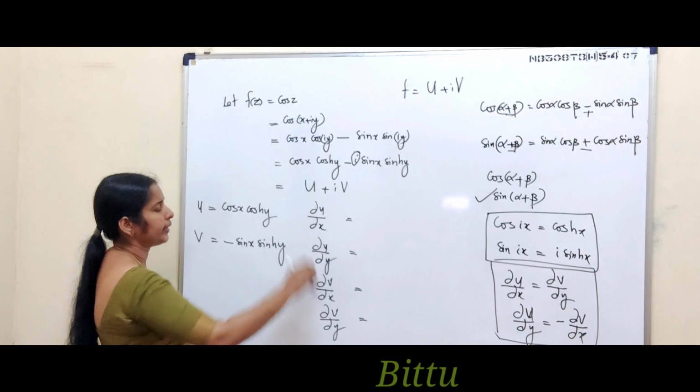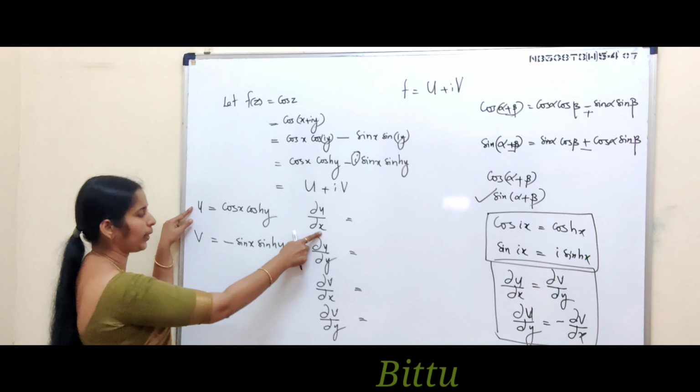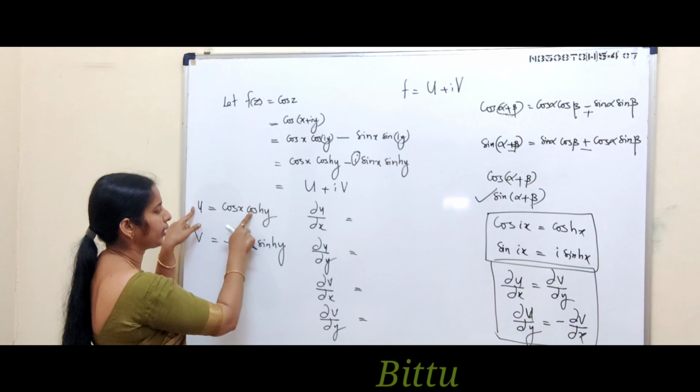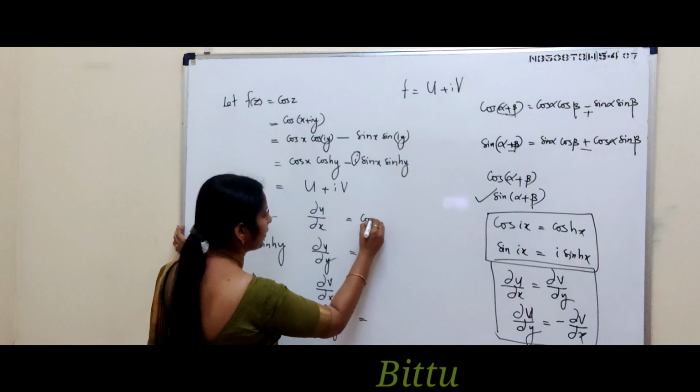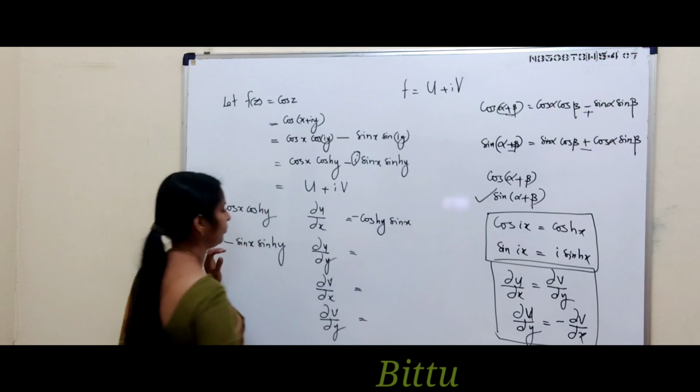See, ∂u/∂x is the partial derivative of u with respect to x. While differentiating with respect to x, you have to keep y as a constant. So cosh y is a constant. What is the derivative of cos x? It is minus sin x.